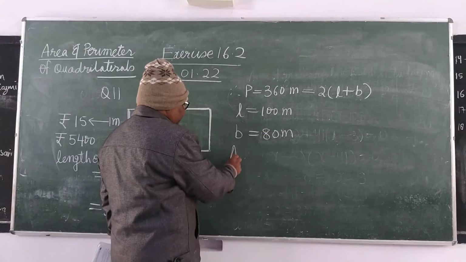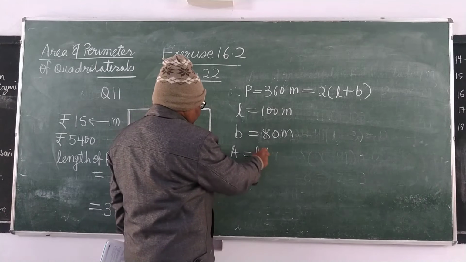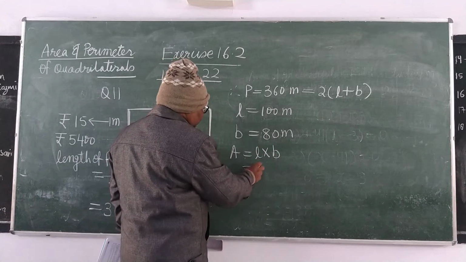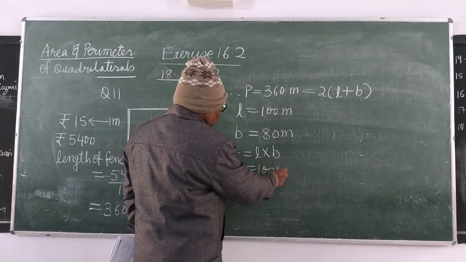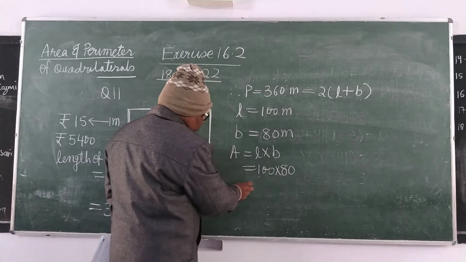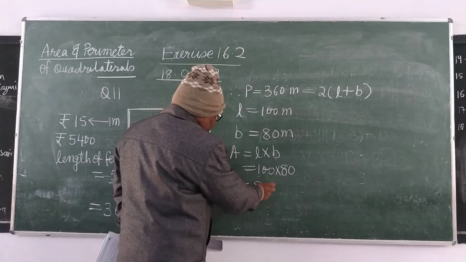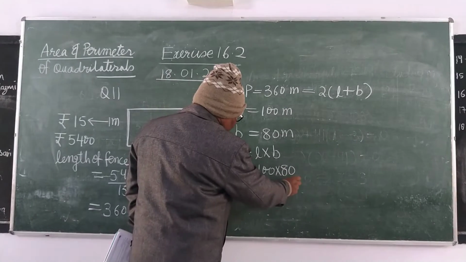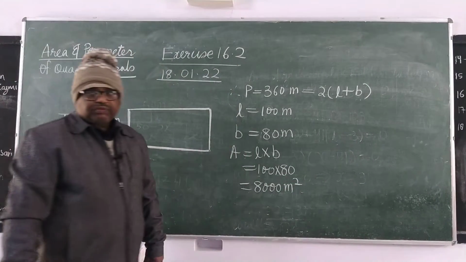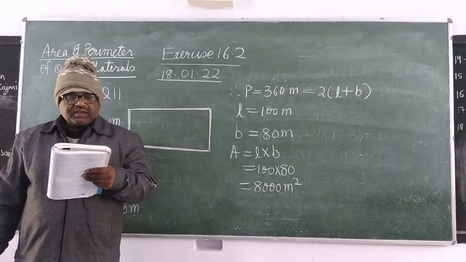So what will be the area? Area will be L into B. That is 100 into 80. So it will be 8000 meter square. So by this way you can calculate the area.